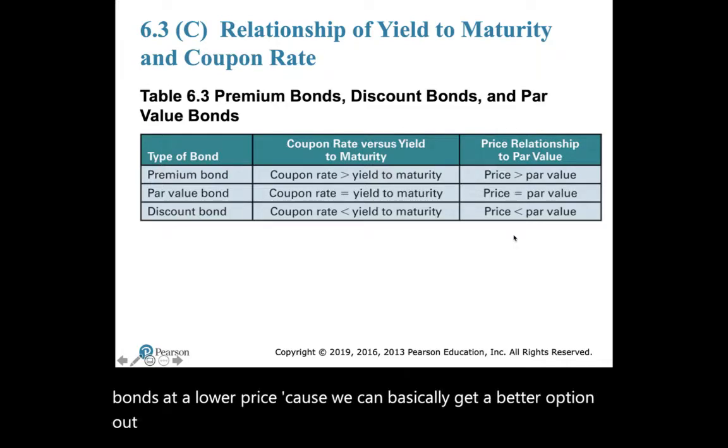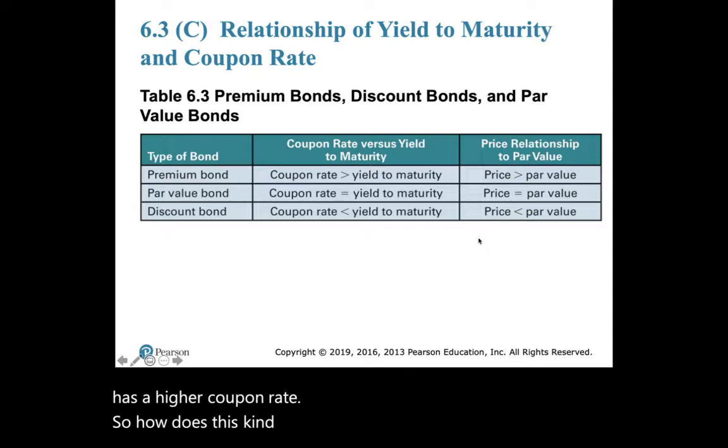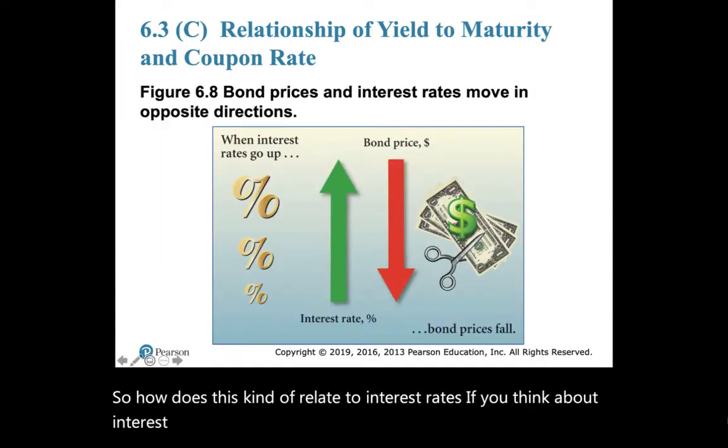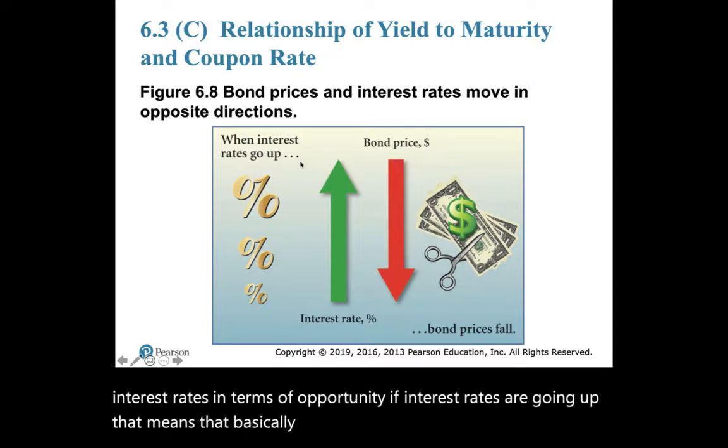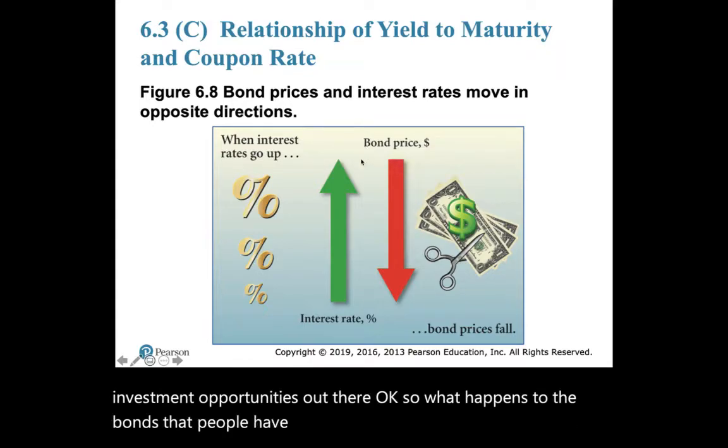We can probably buy a newer issued bond that has a higher coupon rate. So how does this relate to interest rates? Well, if you think about interest rates in terms of opportunity, if interest rates are going up, that means there are better investment opportunities out there. So what happens to the bonds that people have? They typically might want to sell their bonds.